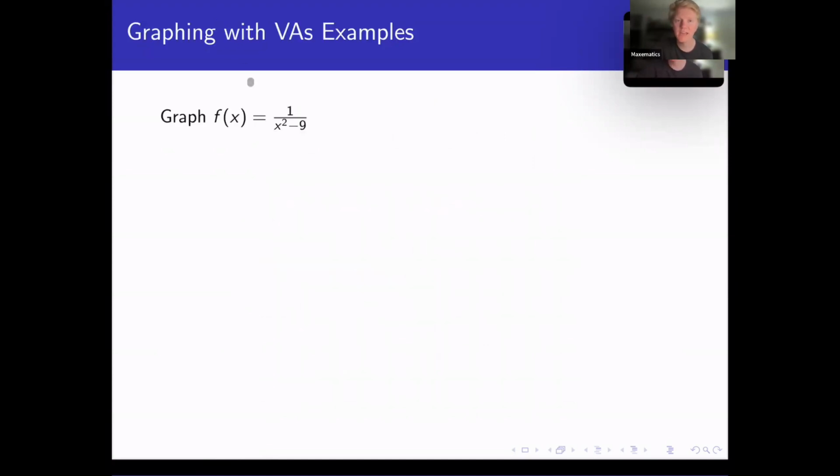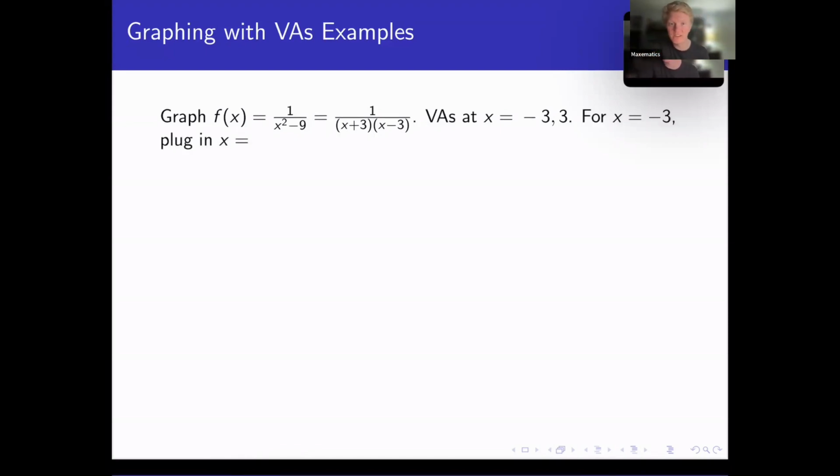Let's do this again, but now we have two things, right? X squared minus 9 is x plus 3 times x minus 3. So we're going to have a vertical asymptote at negative 3 and at 3. We have two vertical asymptotes, and that's totally okay. However, because we have two vertical asymptotes, we need to check the behavior from each side for both of them. So let's start with x equals negative 3.